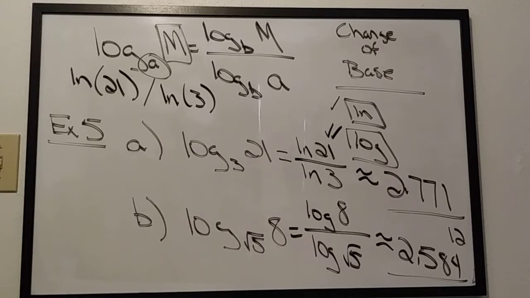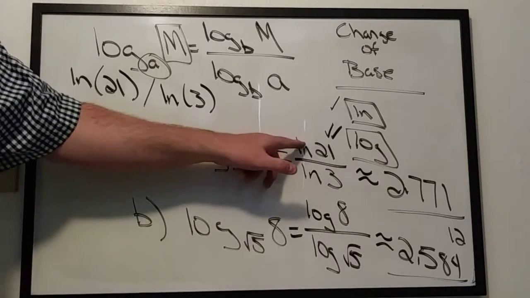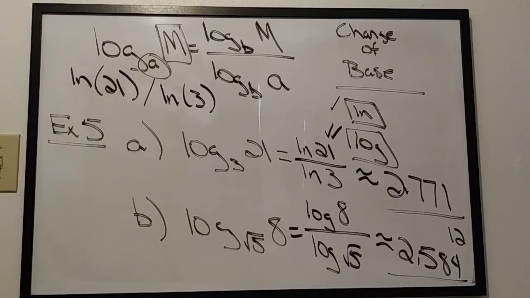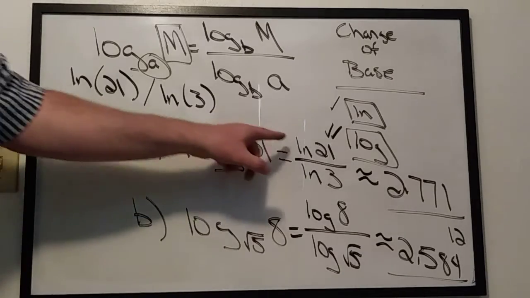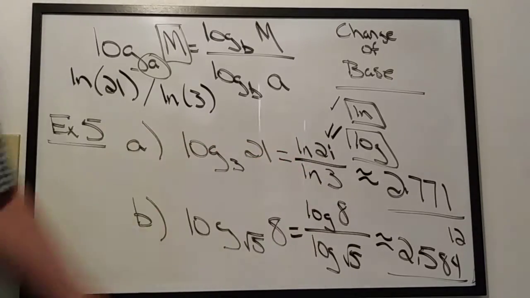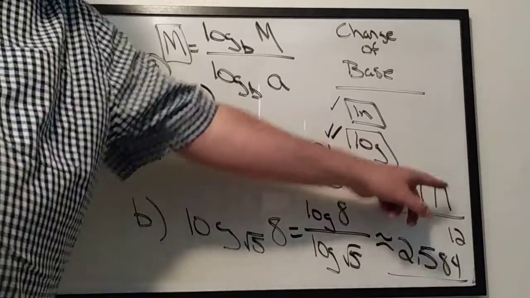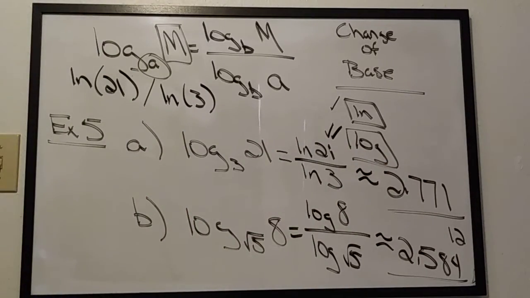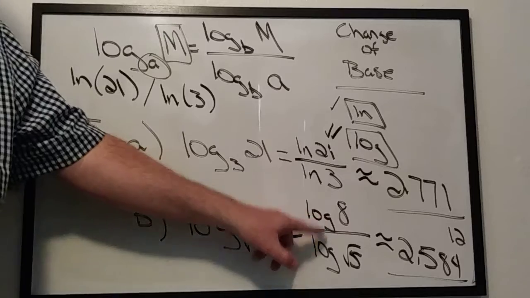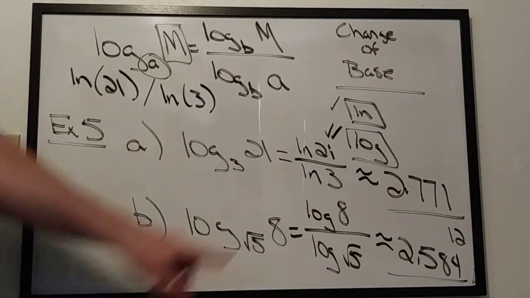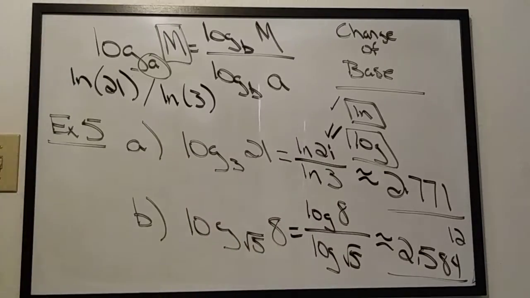Now at this point, you might be wondering, well, could I have used the common log up here? The answer is sure. We could have done common log of 21 divided by the common log of 3, and we would have gotten exactly the same answer. Or you might be wondering, could I do natural log on this one? Sure. We would have natural log of 8 divided by the natural log of square root of 5. We would have gotten exactly the same answer.